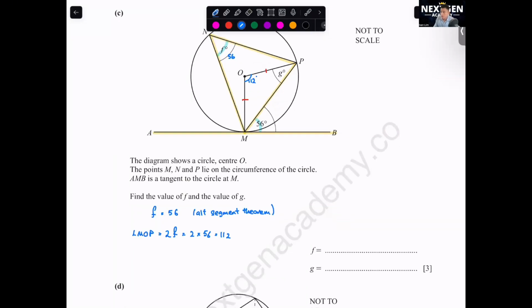Okay, so since it is isosceles, these two values here, they are the same. This one and this one here. So we will take 180 minus 112, then you divide it by 2, which you will get 34. So 112 and 34.